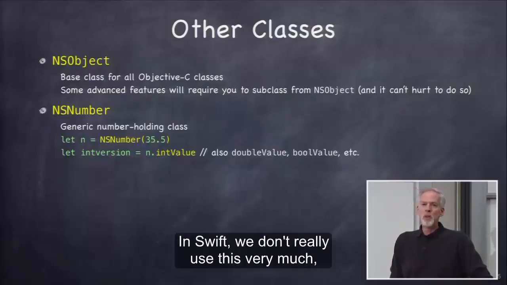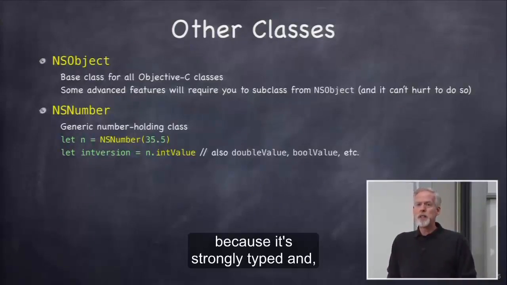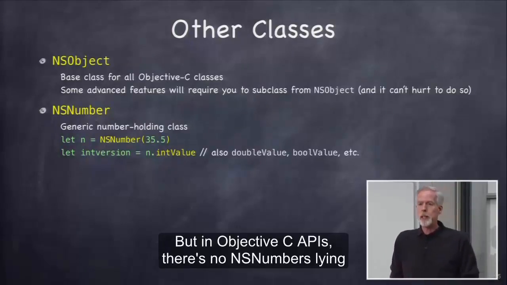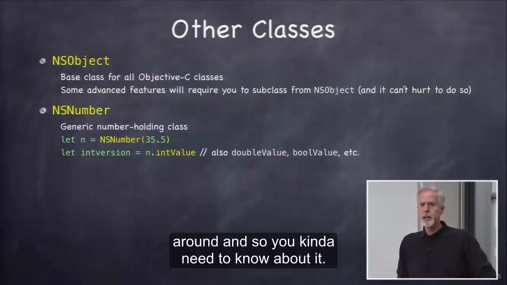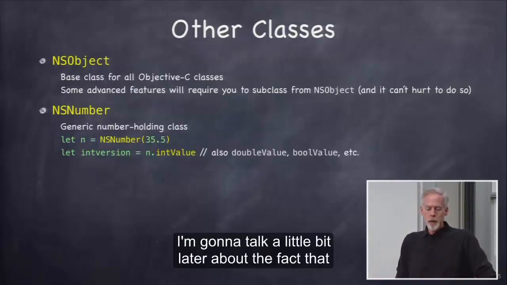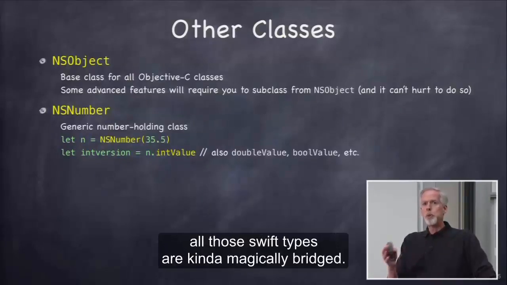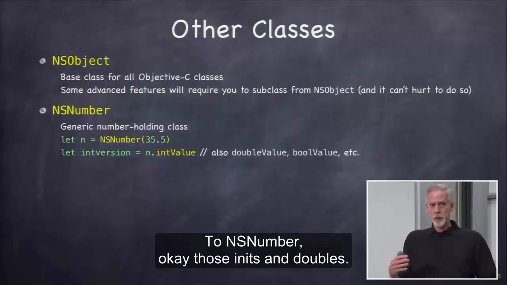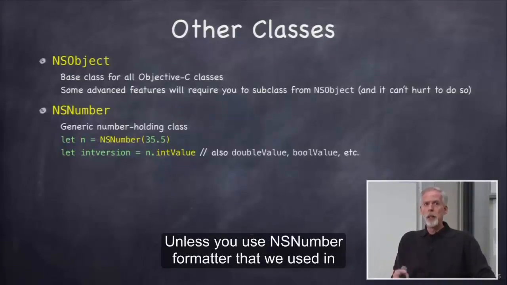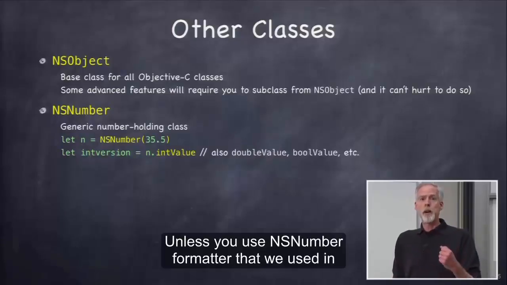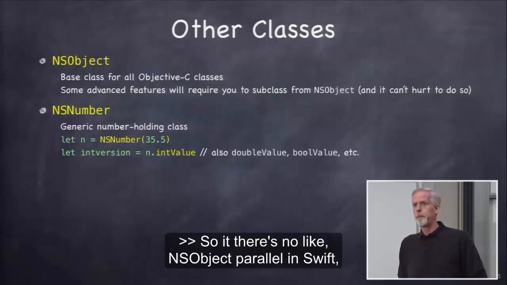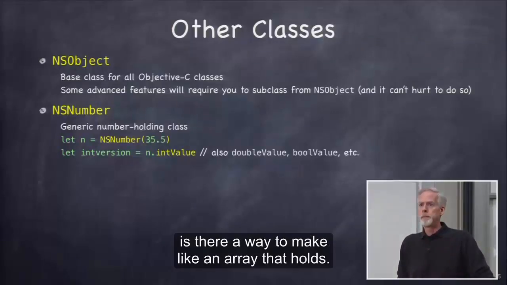In Swift, we don't really use this very much because it's strongly typed, and so we're using types like Int and Double. But in Objective-C APIs, there are NSNumbers lying around, so you kind of need to know about it. I'm going to talk a little bit later about the fact that all those Swift types, those Ints and Doubles, are kind of magically bridged to NSNumber. So you really don't even have to worry about NSNumber, unless you're going to use something like the NumberFormatter that we used in the assignment, because that thing returns an NSNumber.